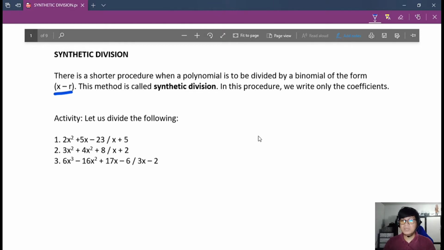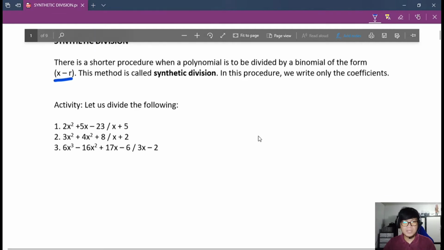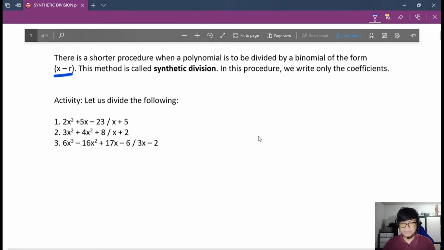So meron ding synthetic division for when the divisor is a trinomial, pero we will discuss that one sa ibang video na siguro. Para hindi tayo malito, we will focus only when the divisor is a binomial muna for this time. So let us divide the following.